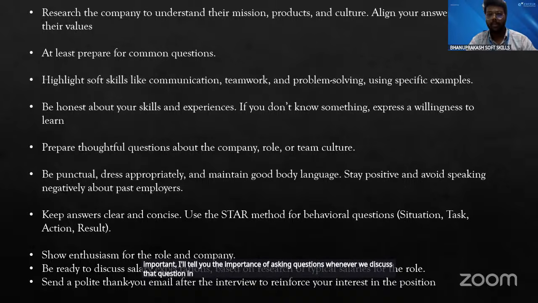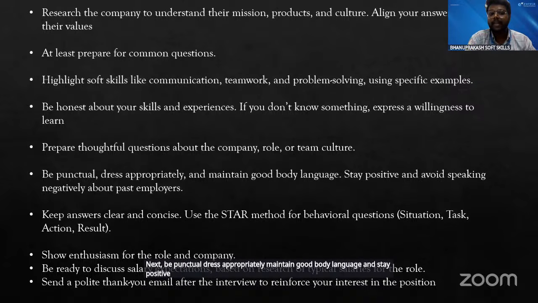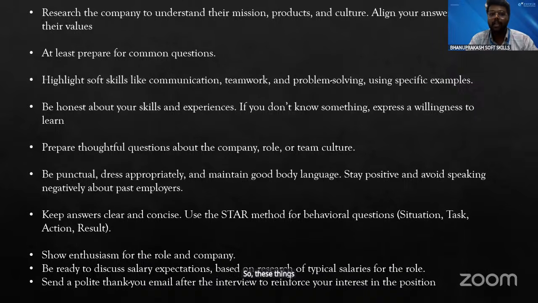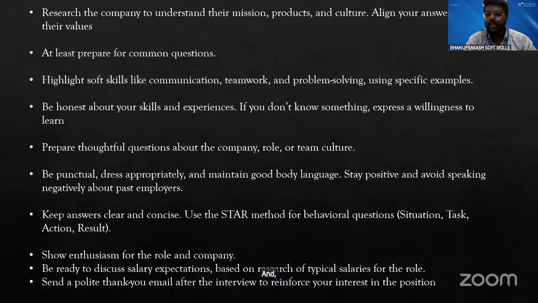Okay. Next, be punctual, dress appropriately, maintain good body language, stay positive, and avoid speaking negatively about past employers. These things are very important, as they come under the grooming part that I'll teach you in a separate class. So dressing, what color we need to choose, and what kind of accessories we need to wear. Punctuality is also very important, and good body language is also very important.